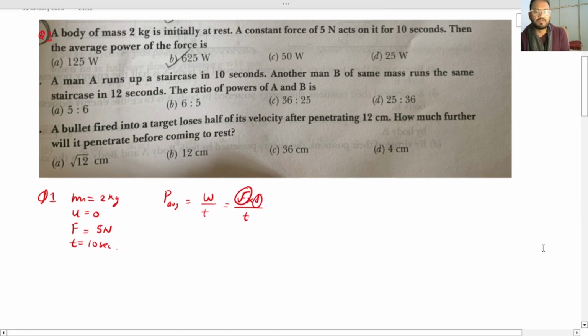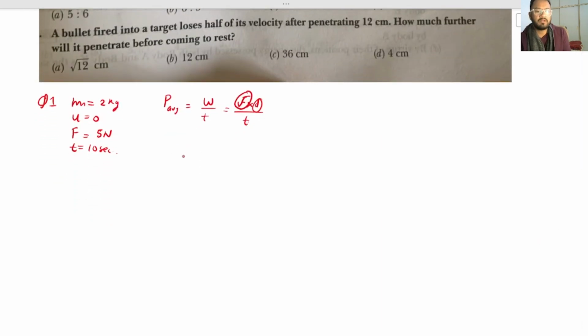D is basically displacement. So here we'll find the displacement by using the equation of motion, S equals ut plus half at square. Here S is the displacement, which we need to find. As u is 0, it is 0 into t plus half into a. Now we need to find a. We know that force is equal to mass into acceleration, so acceleration is equal to force upon mass.